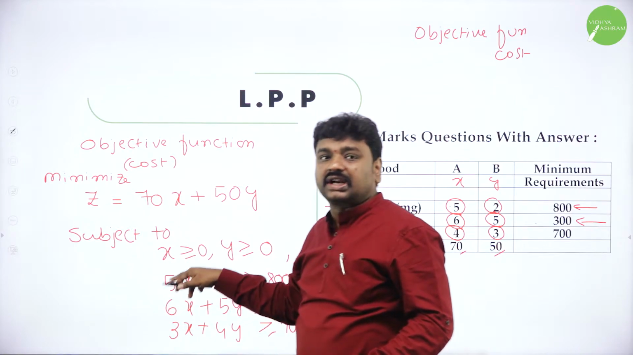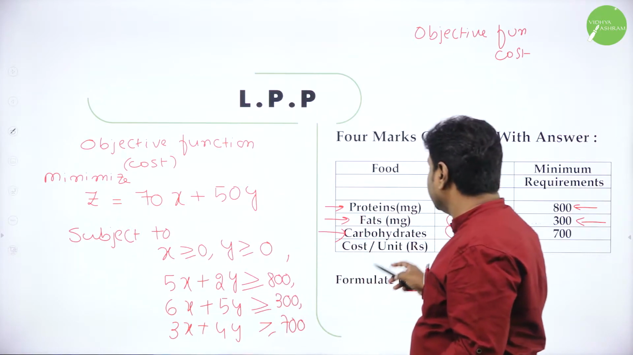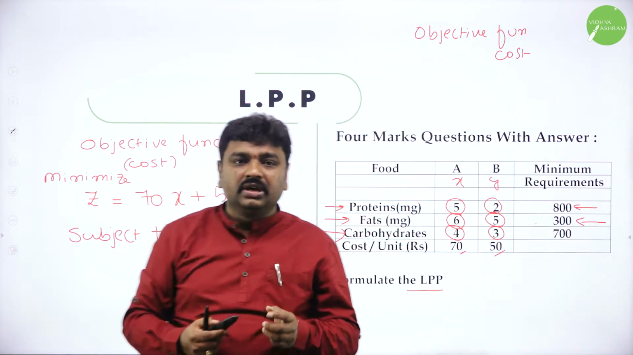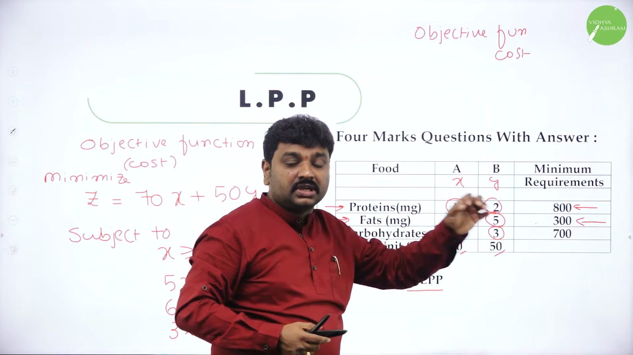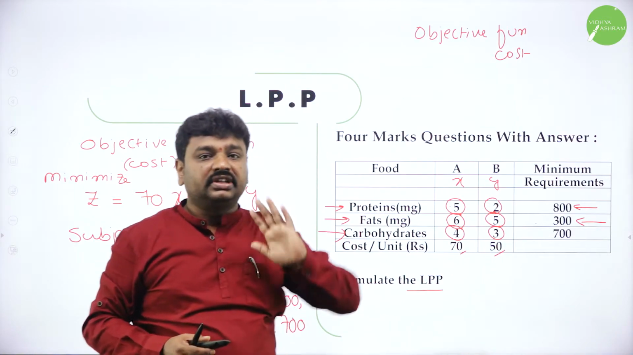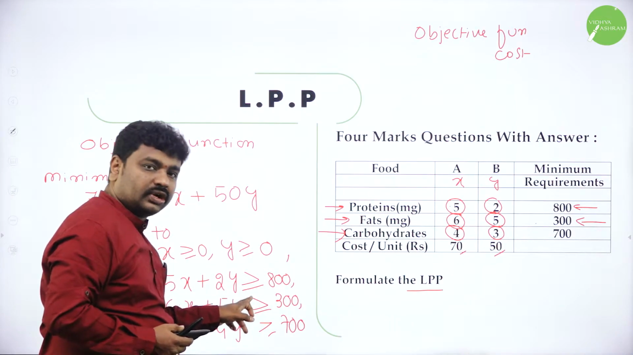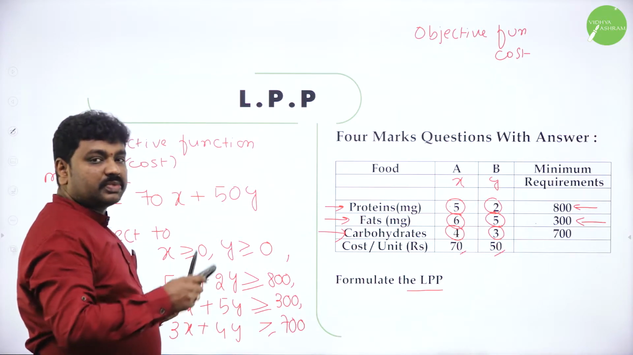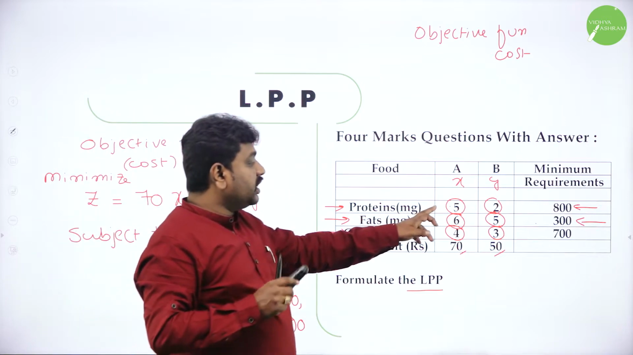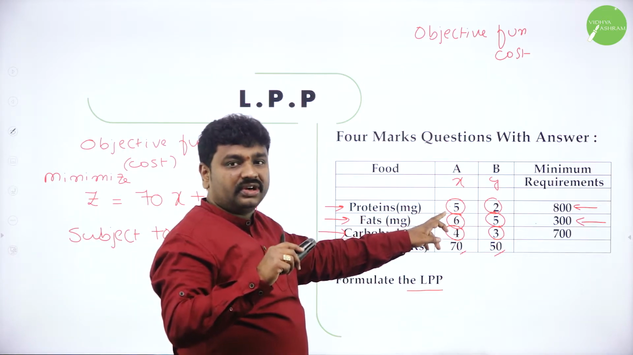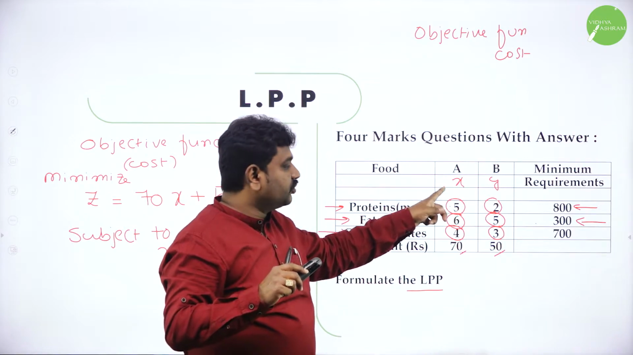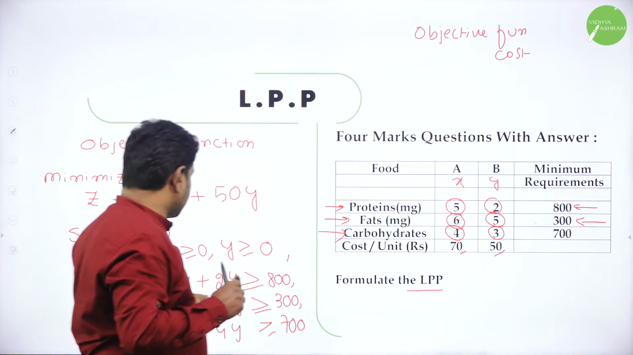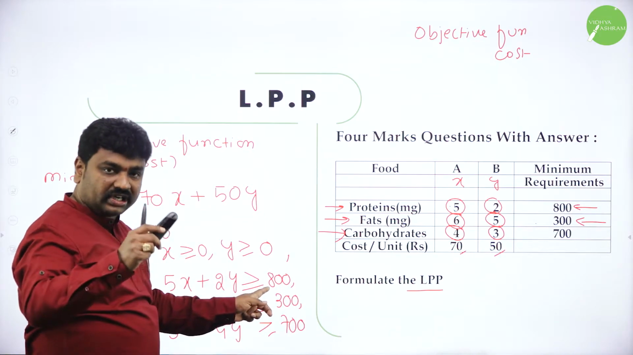Subject to conditions or constraints. What is the first condition? Condition for protein. So when you mix food A and food B, protein should be minimum 800. Means protein should be 800 or more than that. So that's why I'll use greater than or equal to. So 5x plus 2y. 5x is the total protein because of food A, because 1 unit of food A contains 5 protein units. So I am mixing x kg, so x into 5. And in food B, we have 2 into y. 5x plus 2y greater than or equal to 800, protein constraint.